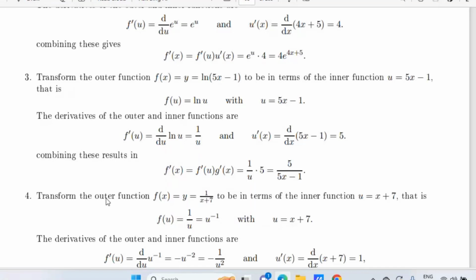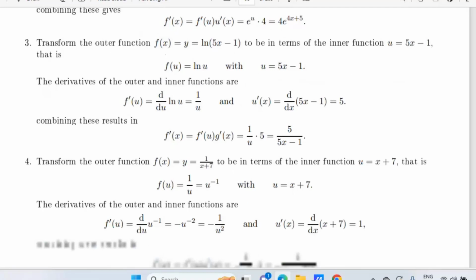Number 4 says, transform the outer function f of x, which is equal to y, which is equal to 1 over x plus 7, to be in terms of the inner function, u for x plus 7. That is f of u equals 1 over u. Then this f of u, which is equal to 1 over u, can be written as u to the power minus 1, as we did yesterday.